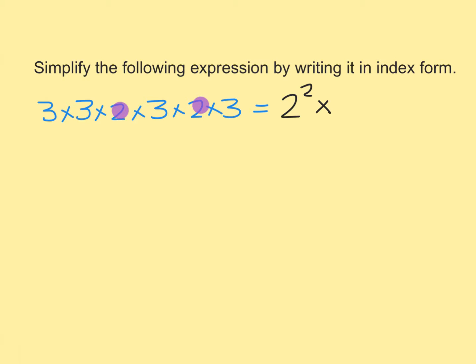So multiplied by, and now I'm going to have a look at my next biggest number, which happens to be a 3. I've got 1 there, 1 there, 1 there, and 1 there, and that tells me that I've got 4 of them. So I go 3 to the power of 4. And that is how I've written this expression in index form. It's 2 to the power of 2 because I've got 2 2's, multiplied by 3 to the power of 4 because I've got 1, 2, 3, 4 3's.